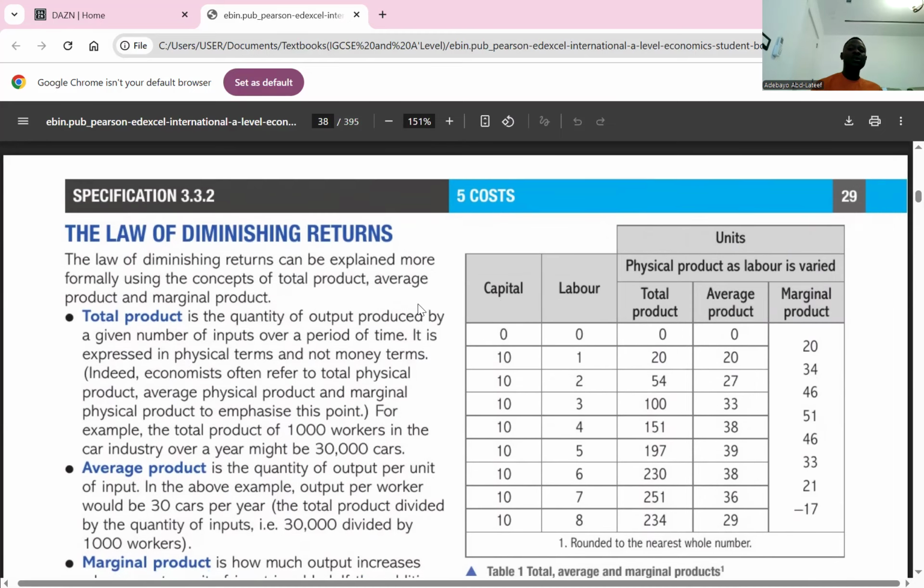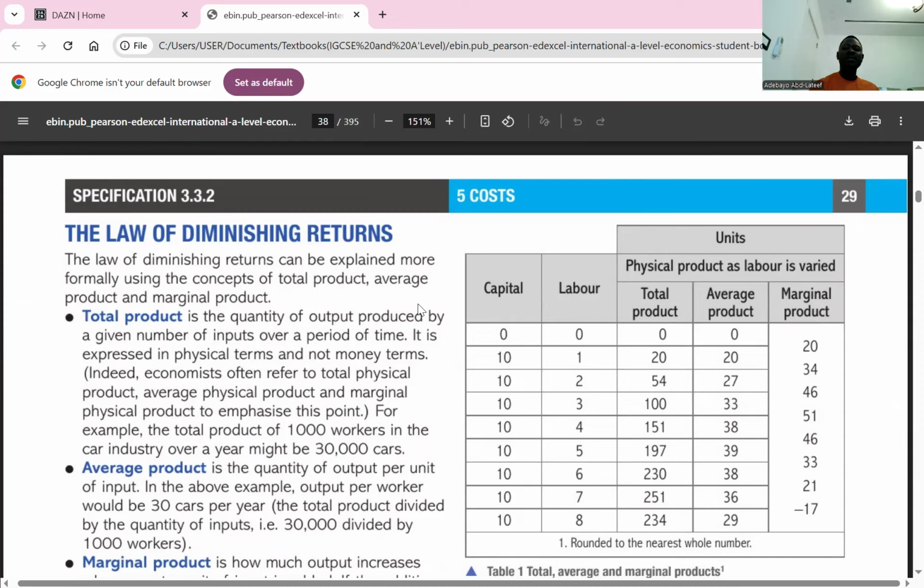Then we have zero labor. If you have zero labor, that means no worker is being employed. If no worker is employed, the total product will be 0, the average product will be 0, the marginal product will be what? 0, because no workers are being employed. Now, we start. The capital is still 10 because the capital is fixed. Now we employ one worker. Employing one worker means that we have 20 units of output. And if we have 20 units of output, our average product would be 20 and the marginal product will be 20 because it's just one worker.